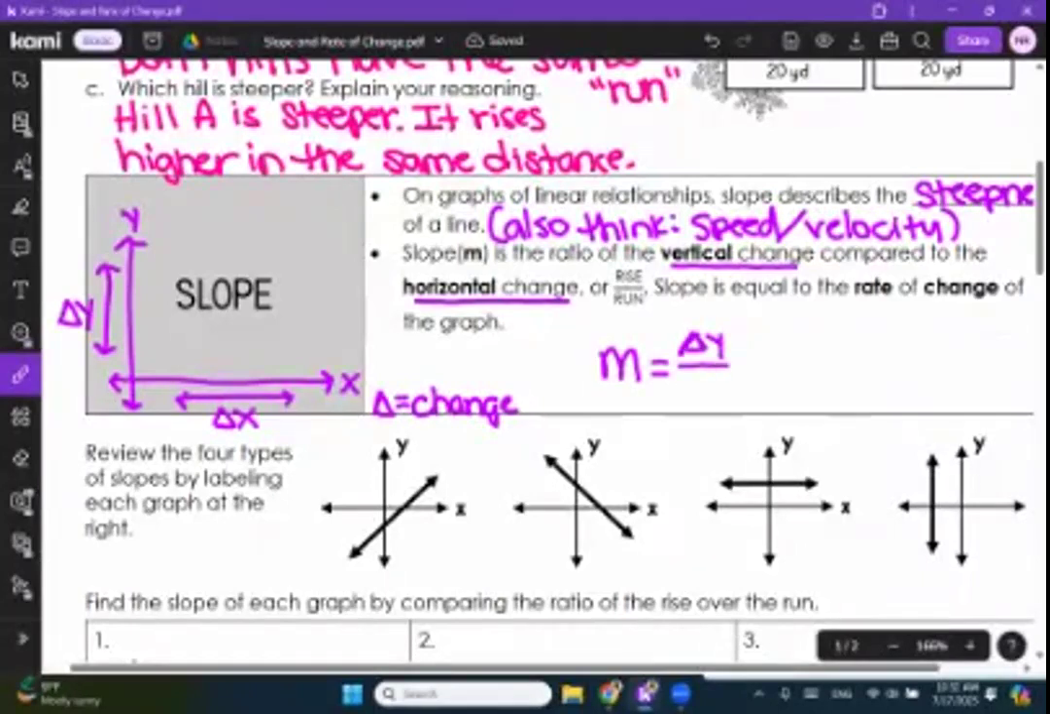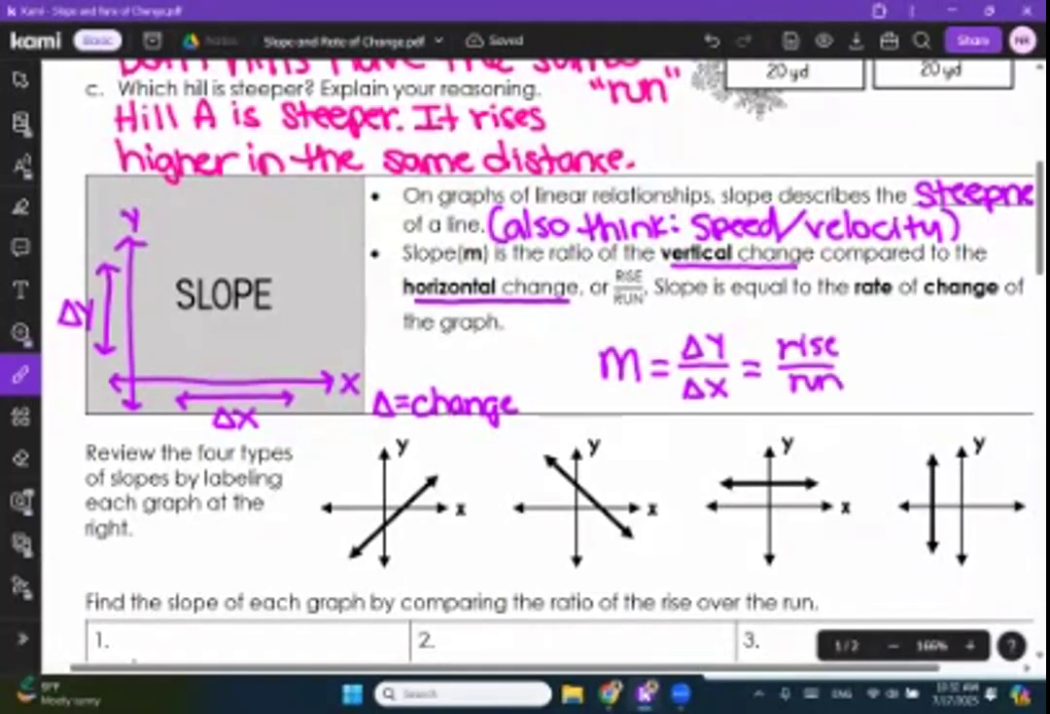All right. So to find the slope of the line, m, you would find the change in y. How much does it change? Does it go from 0 to 1? Does it go from 0 to 2, 0 to 3, 0 to 4, etc.? And how much does it change horizontally? How much does it rise? How much does it run?